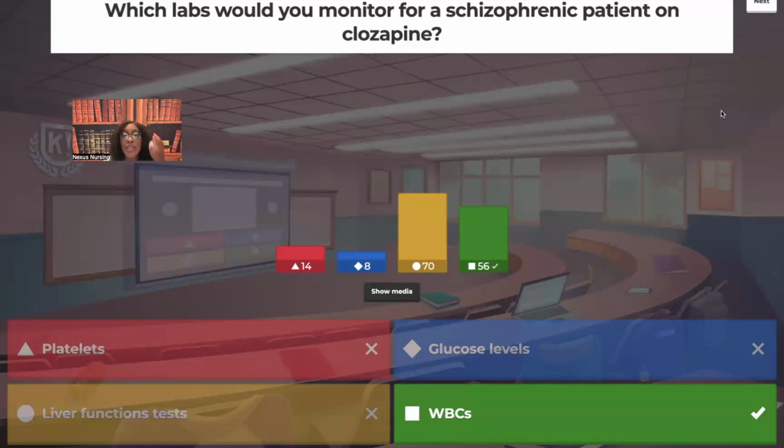But if they're talking about a specific med, usually there's something going on with that specific med that they're asking about. Liver is for everything and kidney function is for everything because just like the liver is responsible for metabolizing the drug, guess what? The kidney's responsible for excreting that drug. So if they're asking about a specific med, usually they're looking for something very specific. And in this case, it's the WBCs. We're concerned about agranulocytosis. All right. How are you guys doing on the live? Okay, let's keep going.